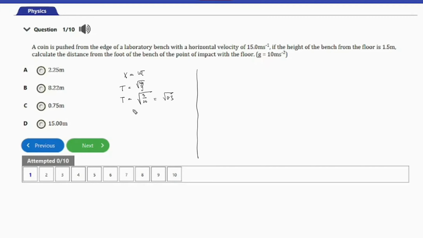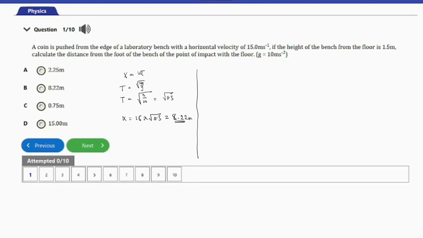Now we've gotten t, we can now calculate for ut, where the initial velocity u is 15 meters per second. So if we multiply 15 meters per second by square root of 0.3, we'll have 8.22 meters. And that's option B here, guys.